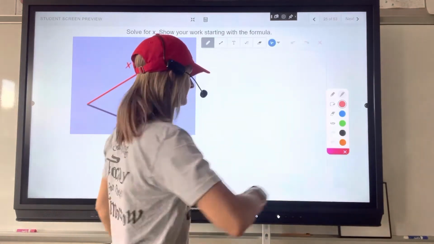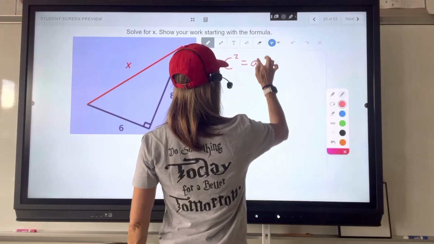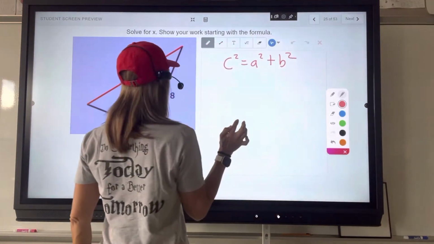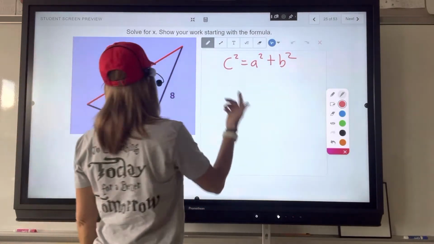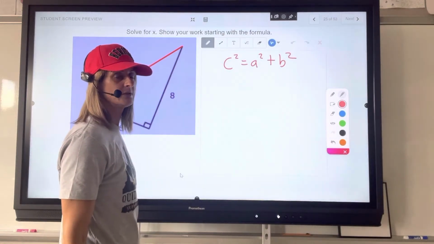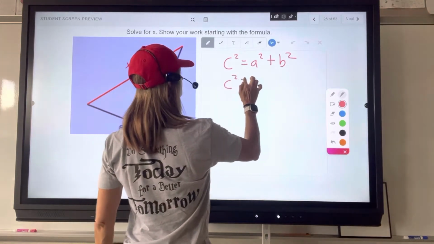So we write our formula, and everyone is writing this down. We plug in what we know. In this case, we know A and B. We don't know C. Should I put the X or should I put the C? What do you want? What do you think, Ryan? C. C? We'll leave it as C. One less step.